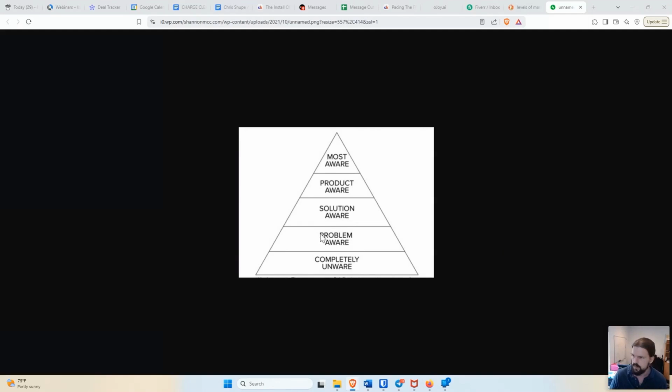And then problem aware are going to be a custom audience most likely, but they're going to be searching different things. They're going to have different queries. It's like, how do I fix my messed up teeth? That's going to be the kind of things that they're searching in Google.